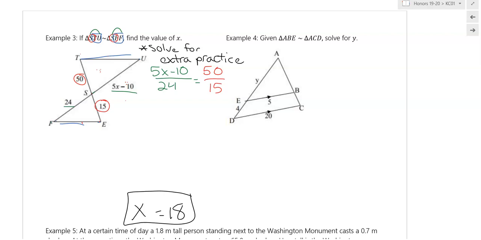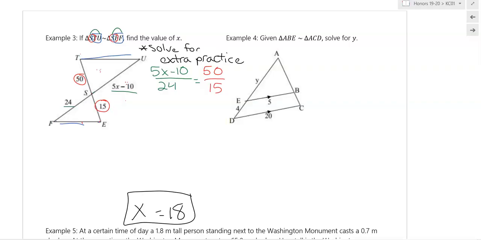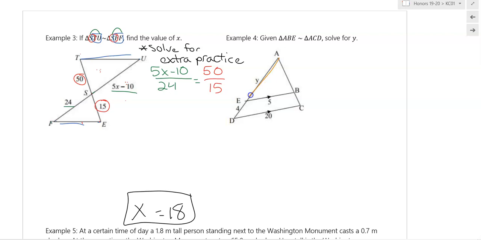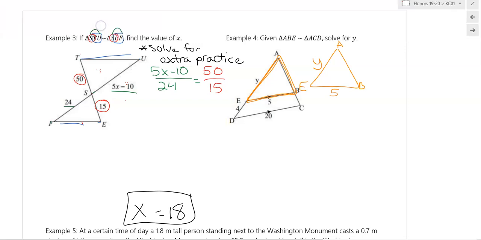All right, if we look at example 4, example 4 has triangle ABE, which is this triangle here, A to B to E. And I'm actually going to redraw that, it has a y here and a 5 here. We need to be careful when there's two triangles on top of each other. Then we also have this triangle, ACD, A to C to D.